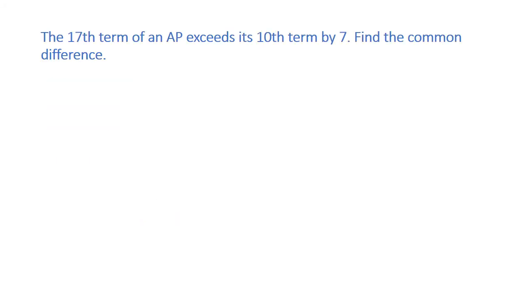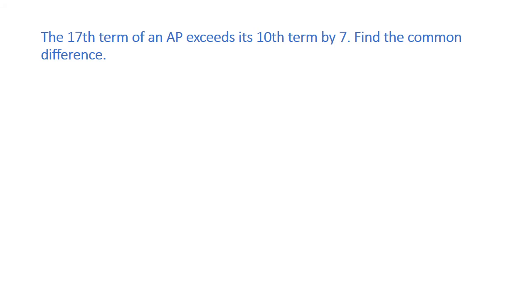Correct? 17th term of an AP exceeds 10th term by 7. Find the common difference. All we have to do is find d. So what information do we have? 17th term exceeds 10th term. This type of question is very common. This term exceeds this term. So how do we interpret it? How should we understand it?